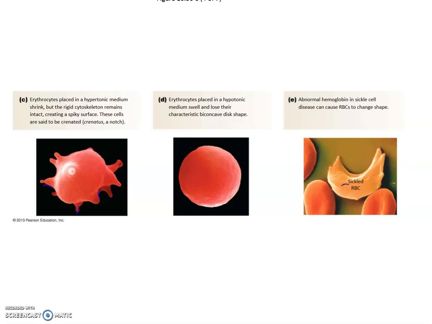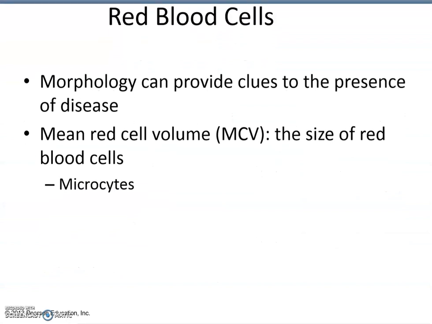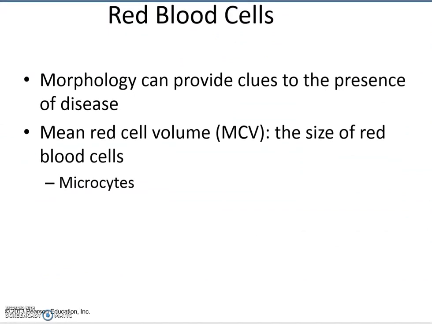You can see this sickle cell red blood cell that looks like this half moon shape. I guess fingernail clippings is another analogy. And the morphology in general can provide clues to the presence of disease.